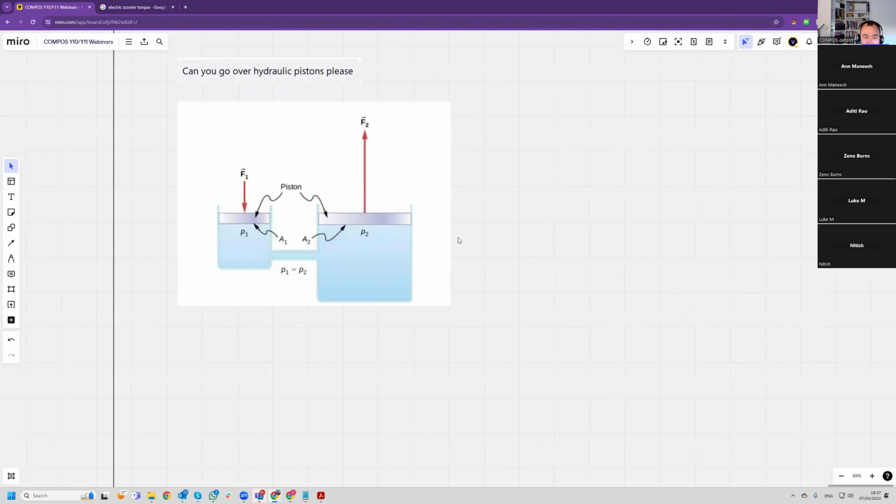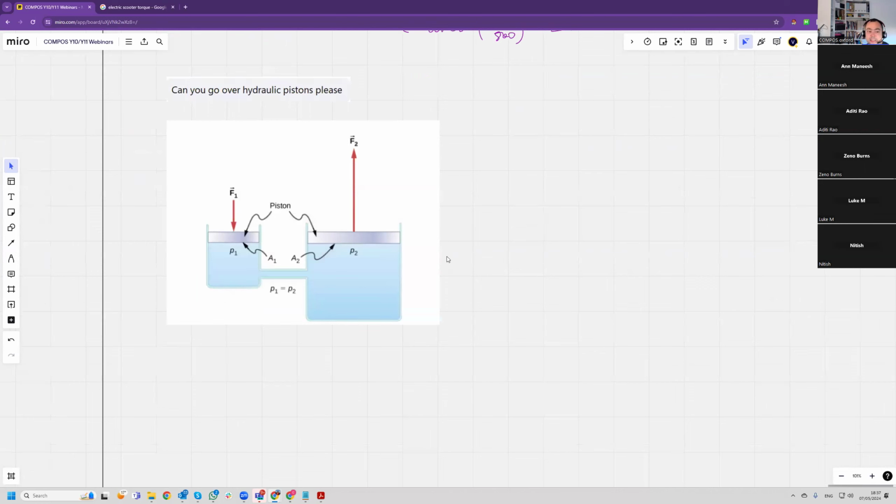Okay, so with hydraulic pistons, you have two different size pistons. Usually, you have a smaller one and a bigger one. The smaller one is the one that you push. You push here, and because you're pushing, the liquid goes through the pipe and pushes onto that piston. This piston does something useful. Okay.